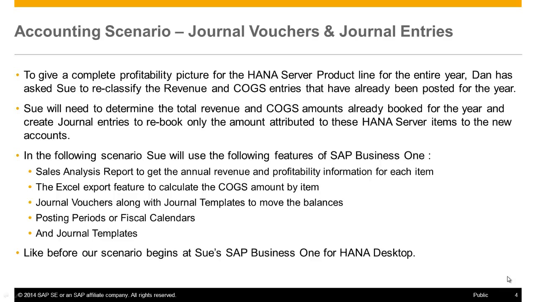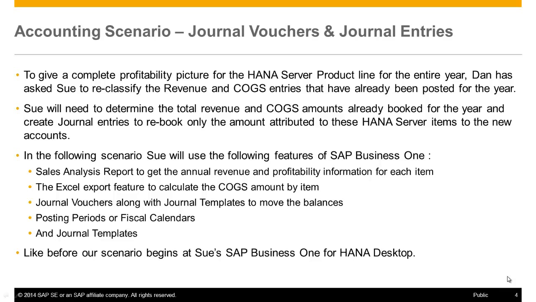Since Sue is very experienced with SAP Business One, she is going to create one journal voucher that will contain all the individual journal entries she will post. In the following scenario, Sue will use the following features of SAP Business One accounting module: the sales analysis report to get annual revenue and profitability information for each HANA server, the Excel export feature to calculate the cost of goods sold amount by item, journal vouchers to move the balances to the new accounts as of 7/31, journal templates to facilitate the fast and error-free posting of those journal entries, and posting periods or fiscal calendar.